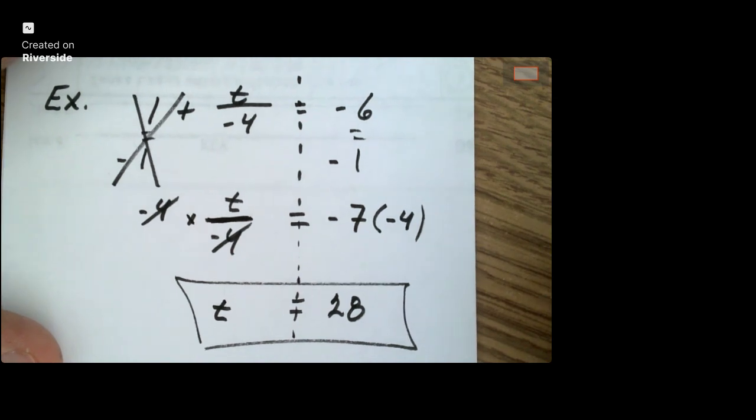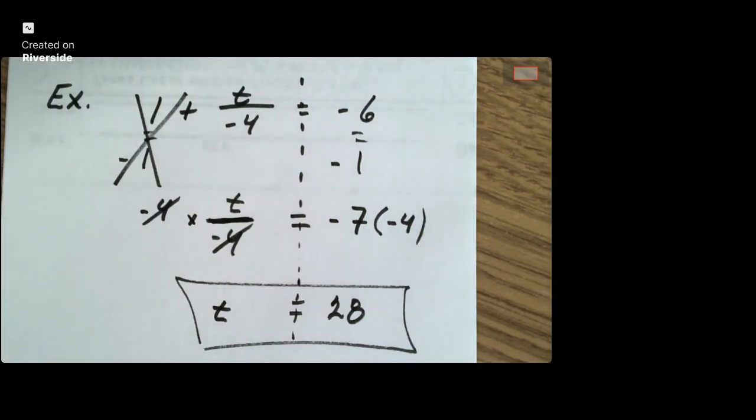So there you go, solving two-step equations, thinking of the equal sign as being a fence. We have a left side and we have a right side. Whatever you do to one side, you have to do to the other.